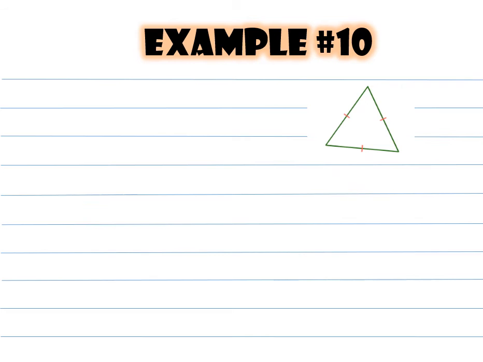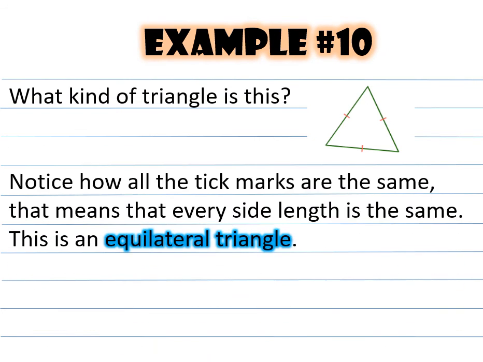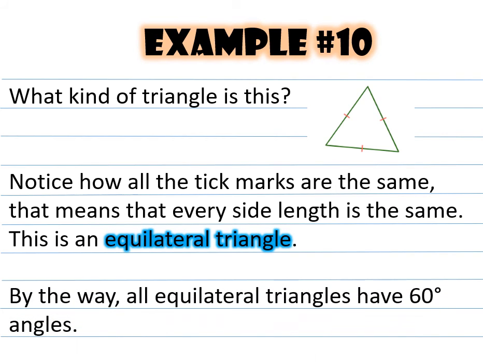Example number 10, our final example. What kind of triangle is this? Well, notice how all the tick marks are the same. That means that every side length is the same. That is an equilateral triangle. By the way, a little bit of a fun fact, all equilateral triangles have 60-degree angles. 60 plus 60 plus 60 adds up to 180.